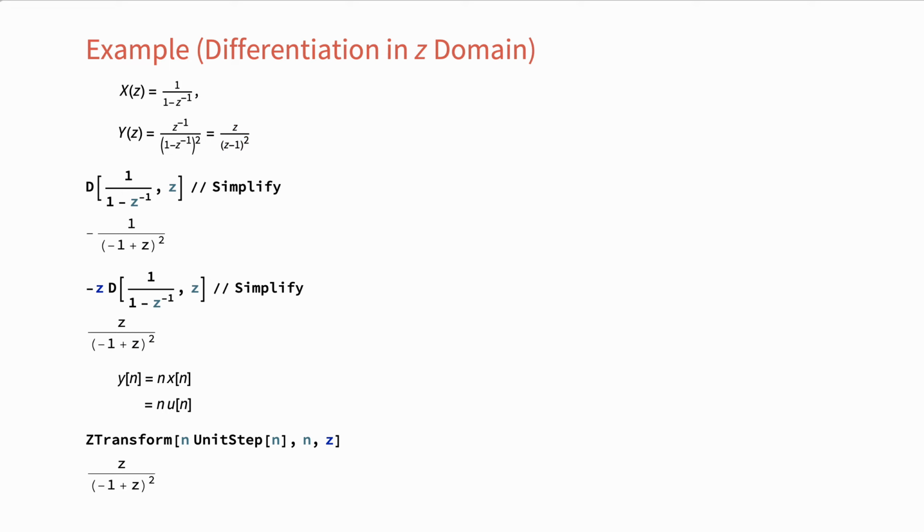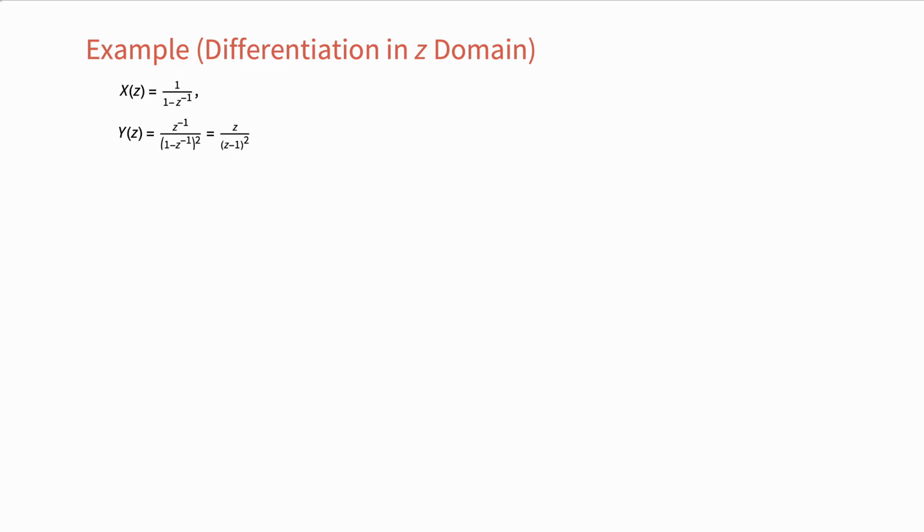And so according to the differentiation theorem, the sequence y of n is equal to n times x of n, or n times u of n. We can use the Wolfram language and take the z transform of n u of n and verify that the result is correct.